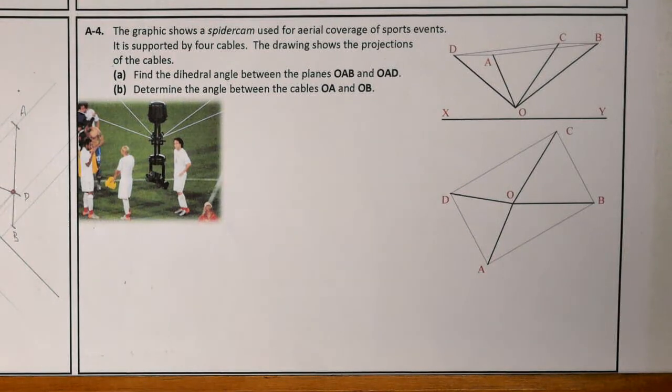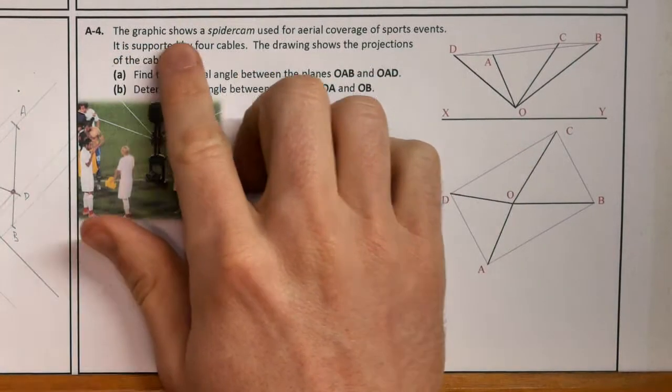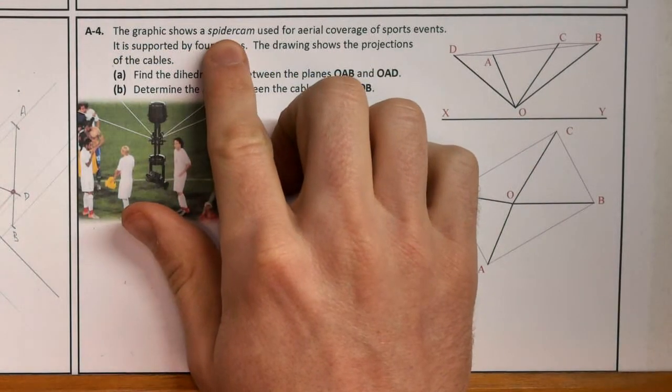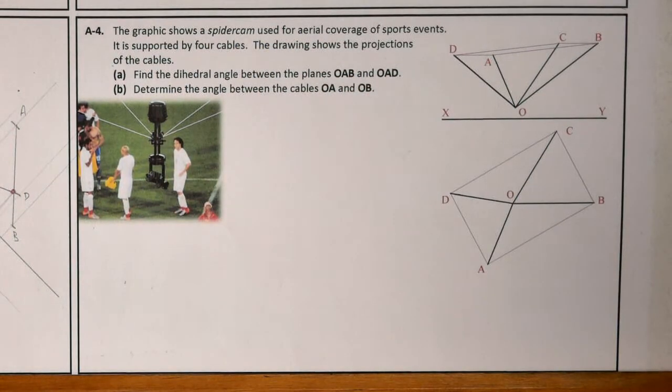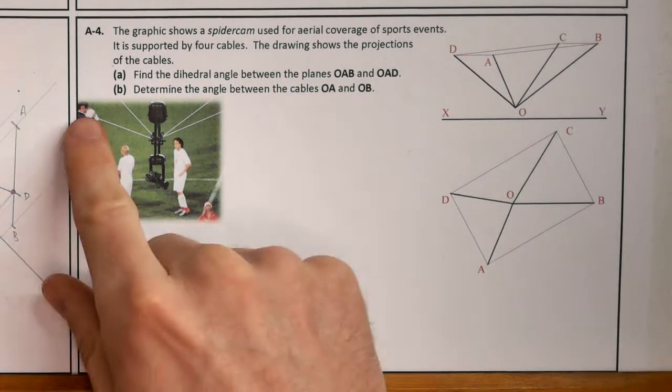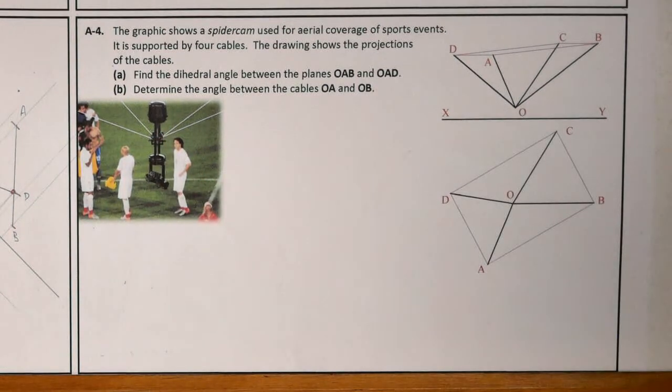Welcome to question A-4, 2018. In this question, the graphic shows the spider cam used in aerial coverage of sports events. It is supported by 4 cables. The drawing shows the projections of those cables. So we've got these cables running down to our camera, and our camera is at point O.